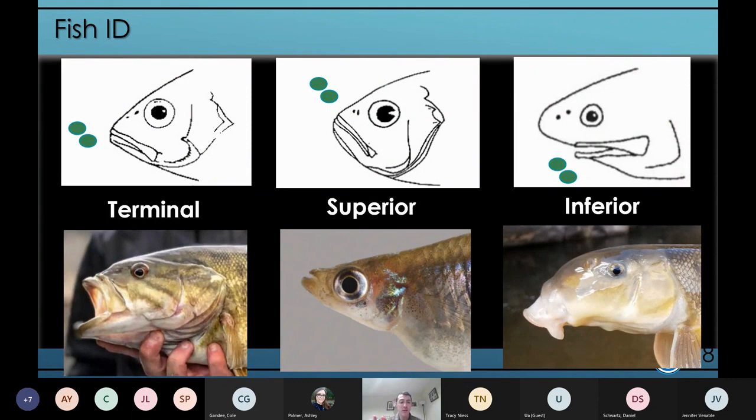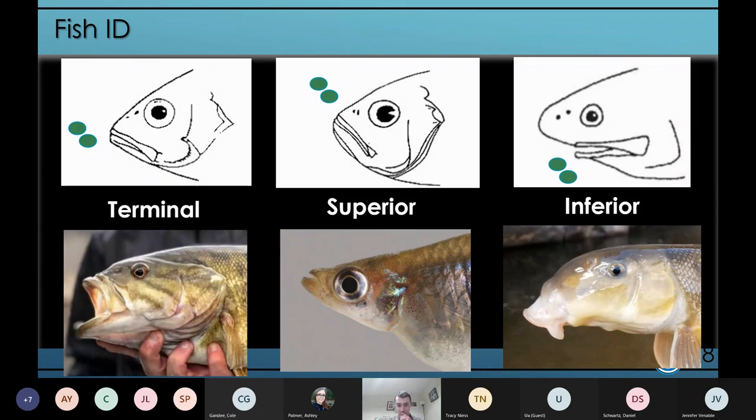Some species have a terminal mouth, like the first example, which is a picture of a smallmouth bass. They are predators, so they will be hunting for food, usually in deep water. They're going to be chasing things down, so food that is right in front of them that they can chase down and eat. They have a mouth right in the middle of the front of their body so they have the best chance of getting the food that they want.